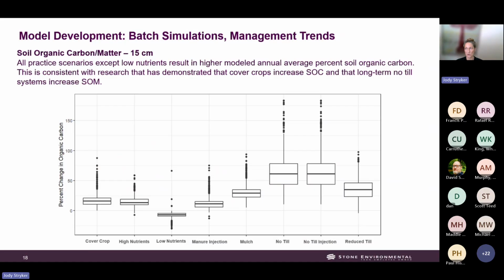And this is consistent with what we found in literature too, where cover crops generally increase soil organic carbon, largely by taking in more carbon from the atmosphere into the system, as well as the additional residues from the crop. Similarly, the long-term and no-till systems increase soil organic matter through increased residue, as well as reduced soil disturbance and reduced erosion of topsoil.